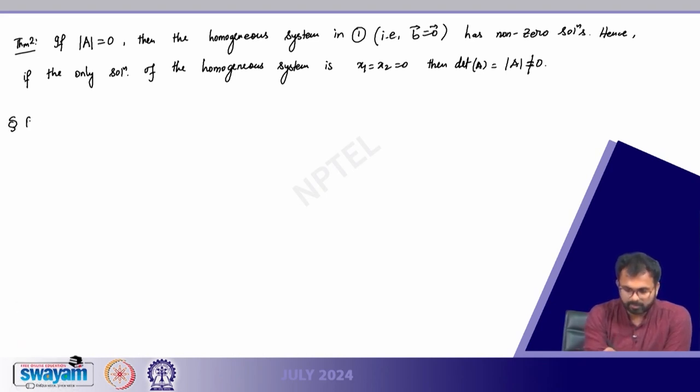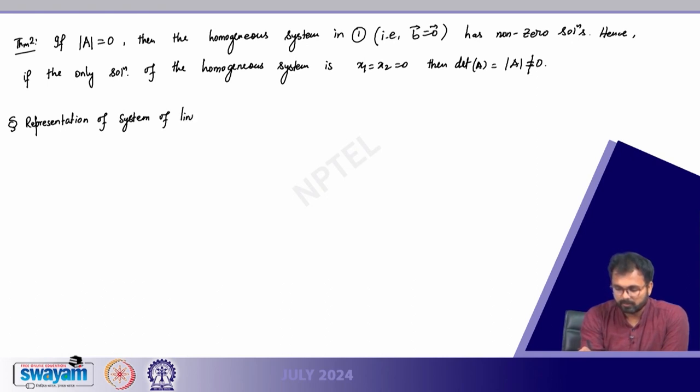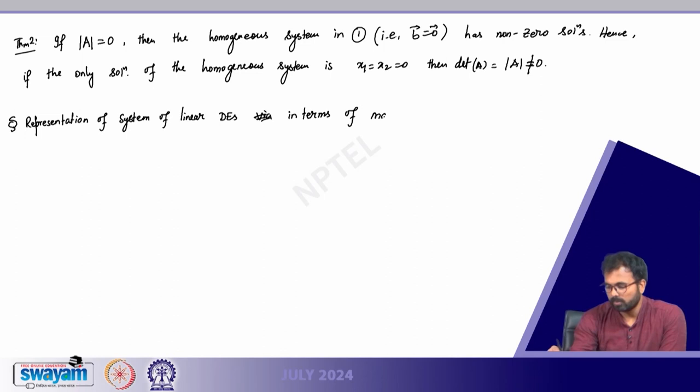Article number, representation of system of linear differential equations in terms of matrices. It is a very nice way to represent it.